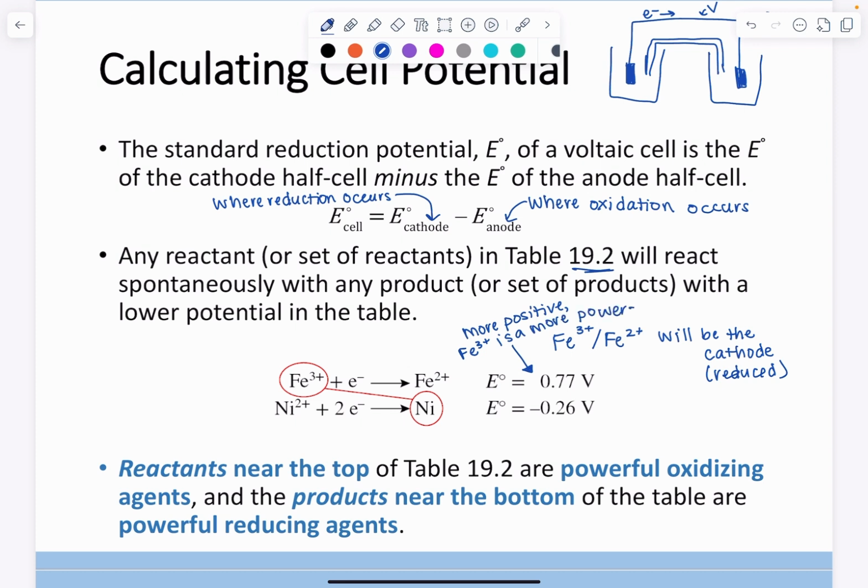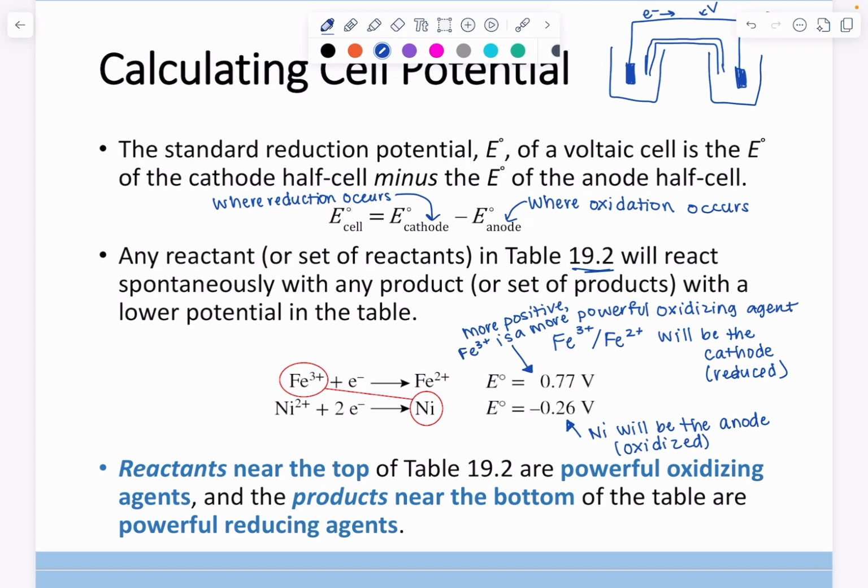Sorry for the wonky writing, but we don't have a lot of space. Because this standard reduction potential is more positive, that tells us iron 3 plus is a more powerful oxidizing agent, which means it's better at being reduced, which means it will be at the cathode. Because this one is more negative, nickel will be the anode, meaning it will be oxidized.